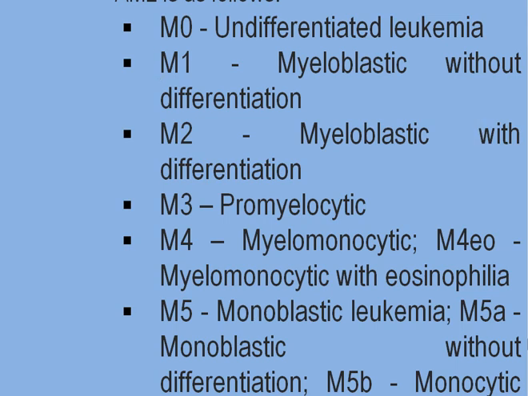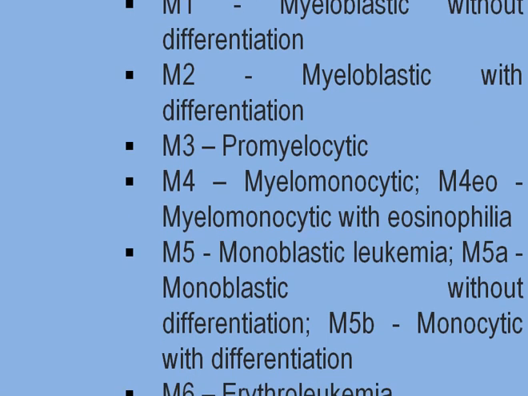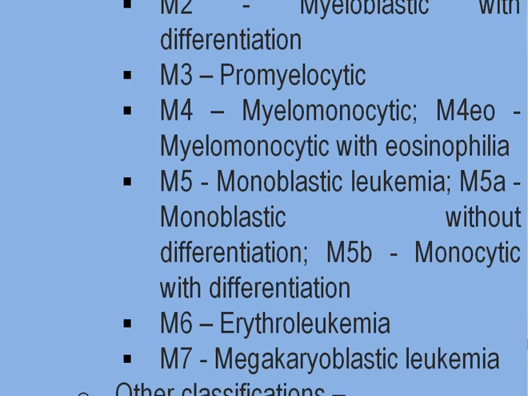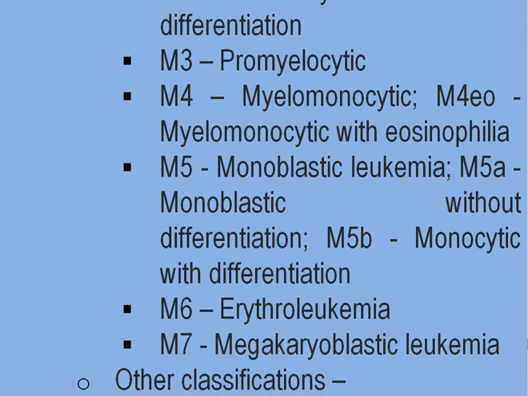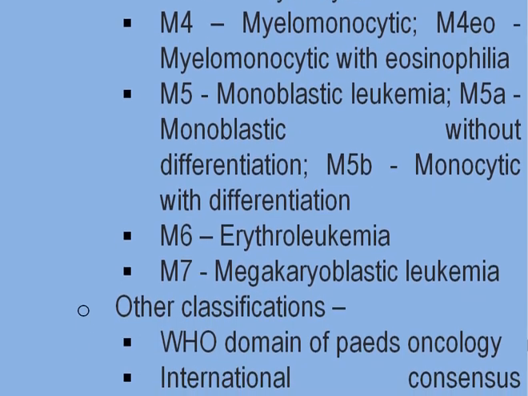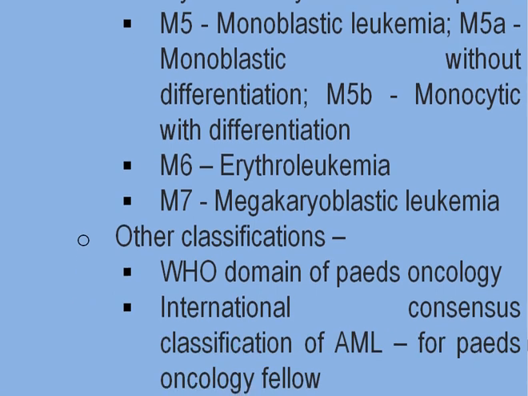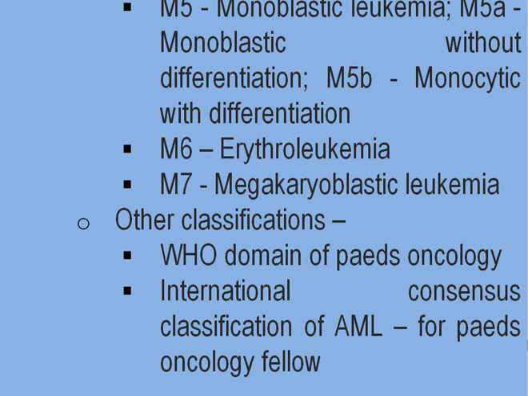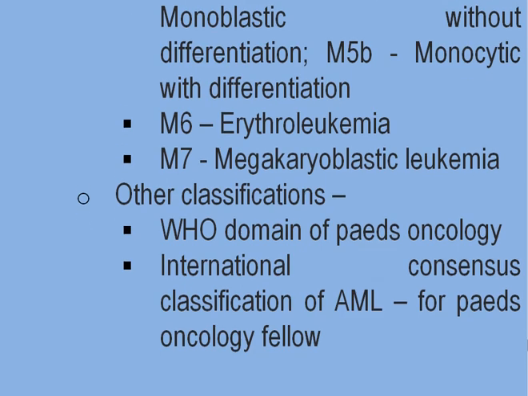M4Eo is myelomonocytic with eosinophilia, M5 is monoblastic leukemia, M5a is monoblastic without differentiation, and M5b is monocytic with differentiation. M6 is erythroid leukemia, and M7 is megakaryoblastic leukemia. The other classifications, such as WHO and the international consensus classification for acute myeloid leukemia, are the domain of oncology, so it's above general peds.